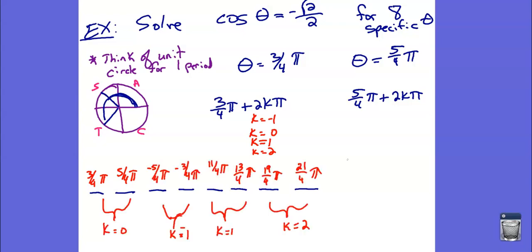And again, I went and did this. I basically added, if k is 0, if k is 1 or 2 or -1, I just basically plugged it in here, added 2 pi or 4 pi to it, or subtracted 2 pi. And I got all of the 8 specific thetas solving for that would actually equal negative square root of 2 over 2, because that's what I'm trying to find.